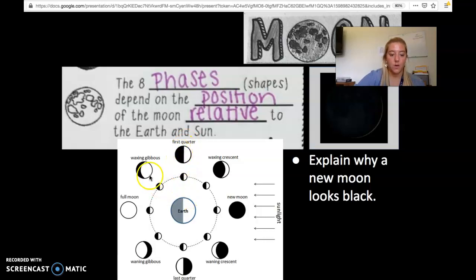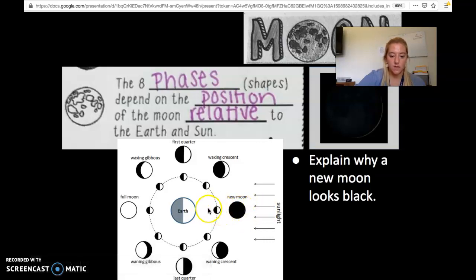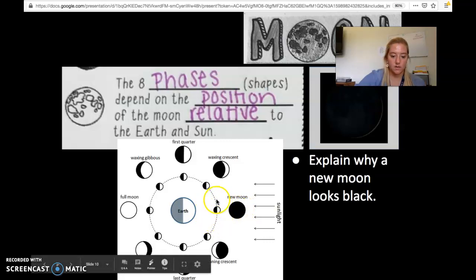During the first quarter, we can see half of it. With our waxing gibbous, we can see a majority of the moon lit up. And with our full moon, we can see the whole half of the moon that is lit up by the sun in our viewpoint. So in the new moon, the half of the moon that is lit up, or the sunward side, is not pointing towards the earth. See?